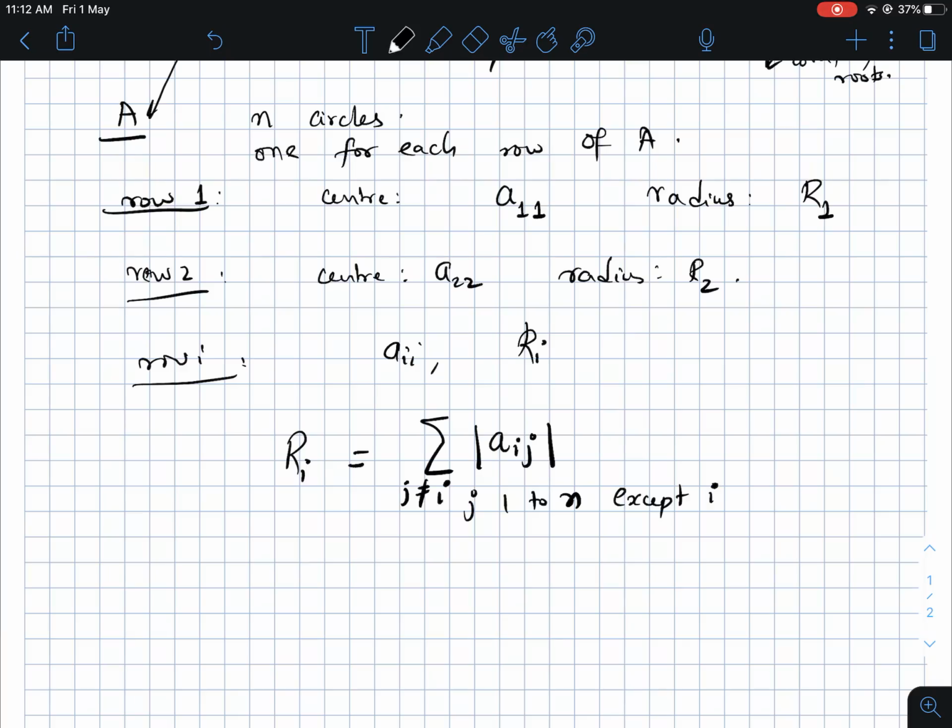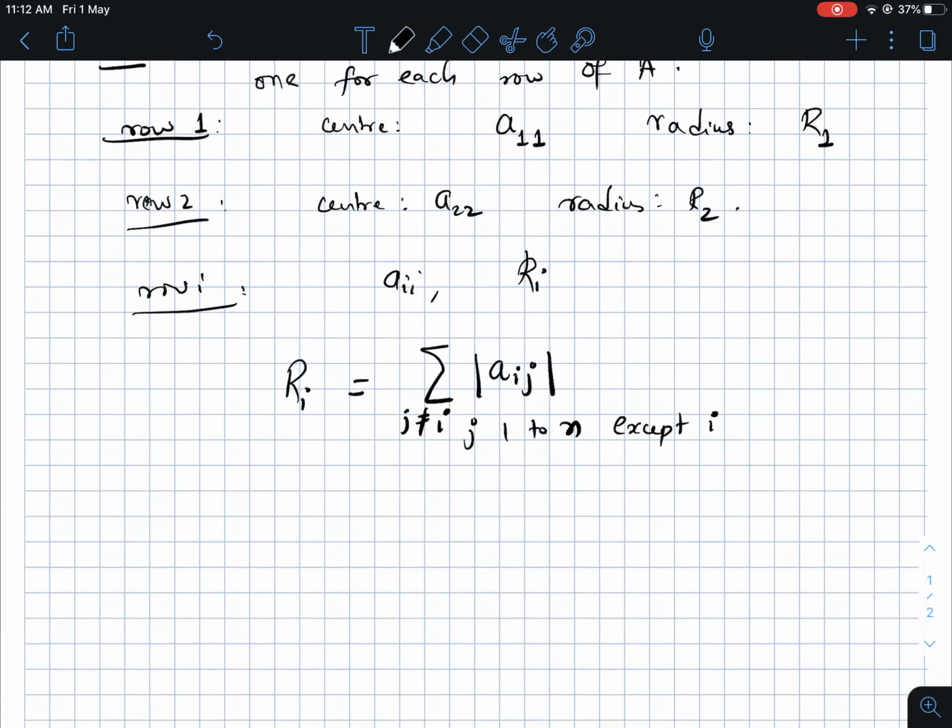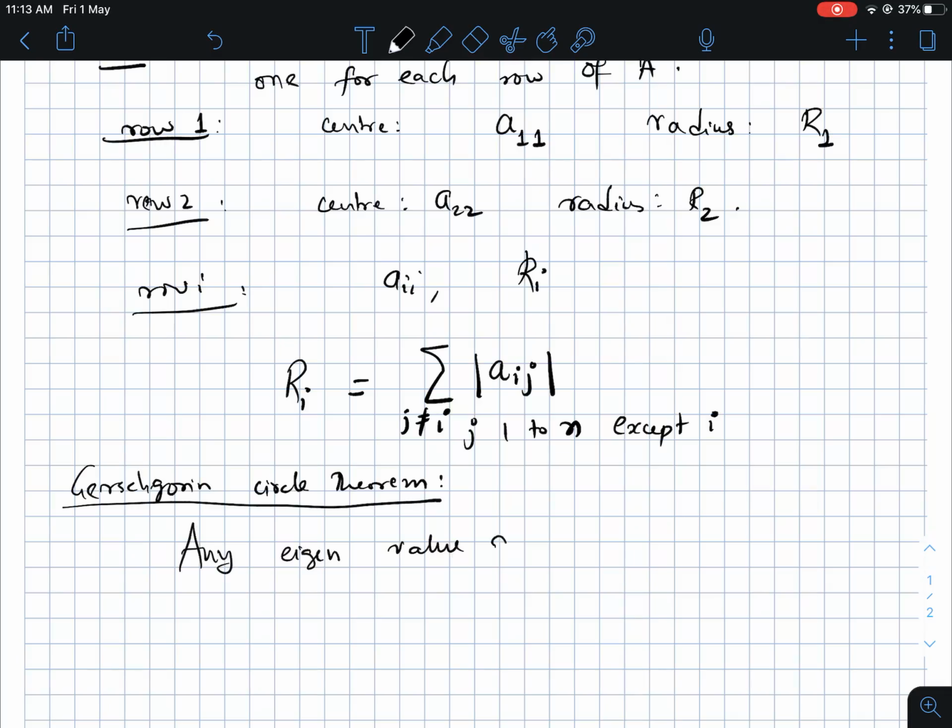The center of the ith circle is the ith diagonal entry Aii, and the radius of the ith circle is the sum of the absolute values of all the off-diagonal entries. Then what does the circle theorem say? The Gershgorin circle theorem says that any eigenvalue of A lies in one of the Gershgorin circles.